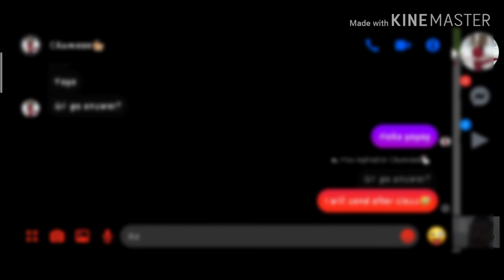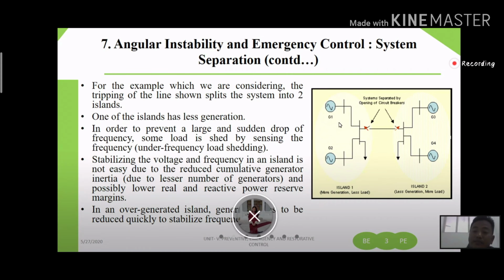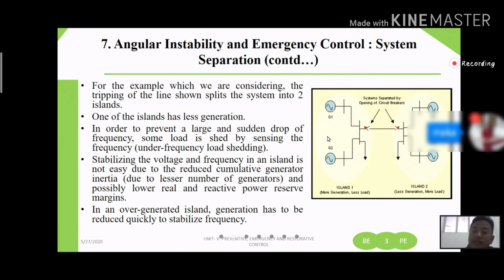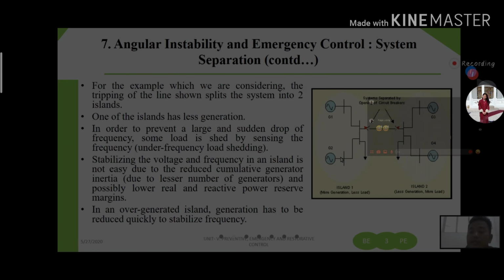So then what will happen is one island will have more generation, less load, and the other will have the opposite. In such case, if there is less load and more generation, then frequency will be a problem, right? In order to prevent a large and sudden drop of frequency, some load is shed, means some load will be shed off by sensing the frequency, or under-frequency load shedding we have to carry out. That's why I said one generator may have to be shut down, and then we will make this.